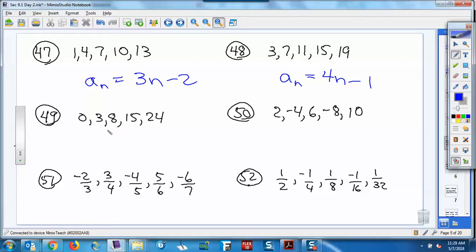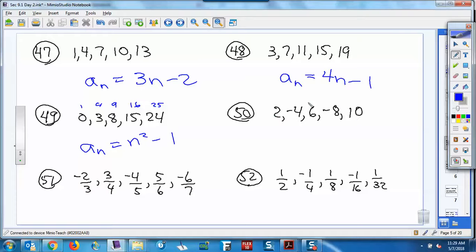Okay, what do you notice on this one? It's adding 3, adding 5, adding 7. That makes us think squared. But they're 1 less than the perfect squares. So that's pretty easy. n squared minus 1. Put a 1 in. 1 squared minus 1 is 0. Put a 2 in. 4 minus 1 is 3. Put a 3 in. 9 minus 1 is 8. Okay, looks good.